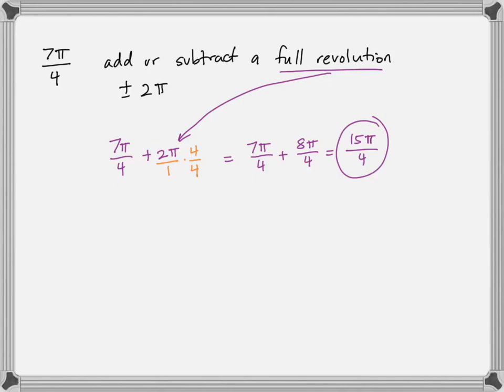I could subtract a full revolution, 7 pi over 4 minus 2 pi, and I would do the same common denominator thing. So 7 pi over 4 minus 8 pi over 4. And that would give me negative 1 pi over 4. All right, and again, those are just 2 of the many correct answers. I could continue adding 2 pi to the positive angle or subtracting 2 pi from the negative angle, and I would get more coterminal angles.